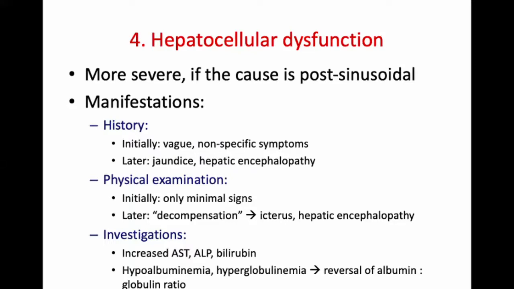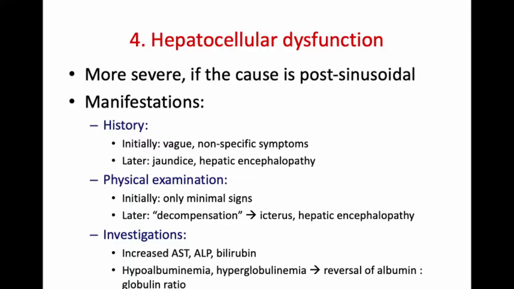Investigations: you have initially increased AST, alkaline phosphatase, and bilirubin. And then later there's hypoalbuminemia and hyperglobulinemia, giving rise to what's called the reversal of the albumin-globulin ratio. Normally, in a healthy person, the albumin-globulin ratio is 1.5. Now here it is less than 1.5. Sometimes it's the other way about, that is to say, the globulin-to-albumin ratio is 1.5. And then if there's acute decompensation, there can be coagulopathy and bleeding manifestations also.